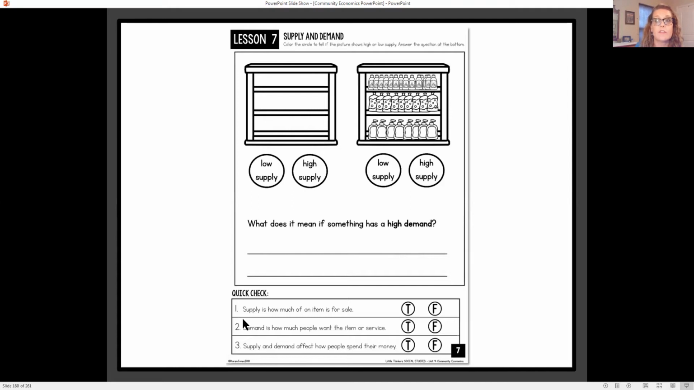Okay, down here, let's do a quick check. Number 1, supply is how much of an item is available for sale. True or false? That's true. Demand is how much people want the item or service. It's true. Supply and demand affect how people spend their money. That's true.